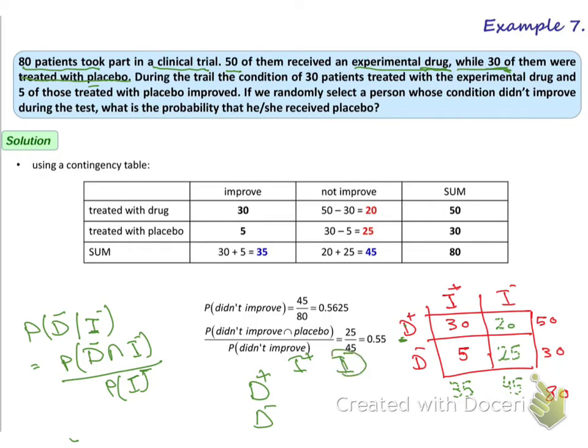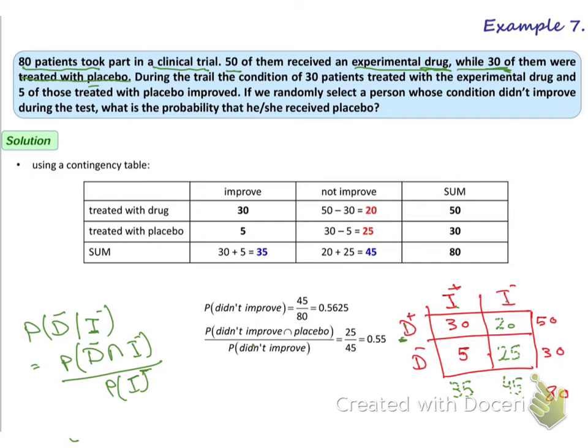We cannot put one D here with one I. Either the line will be D's or it will be I's. So here I decided to put, you have the option, you can put whatever you want, the improved here. Improved positive, improved negative, and drug positive, drug negative.